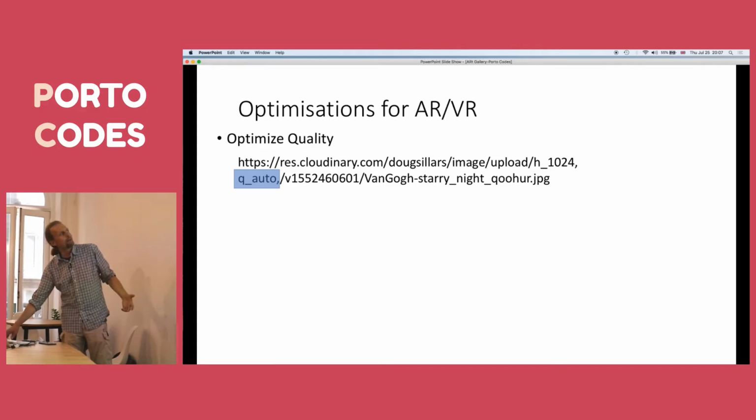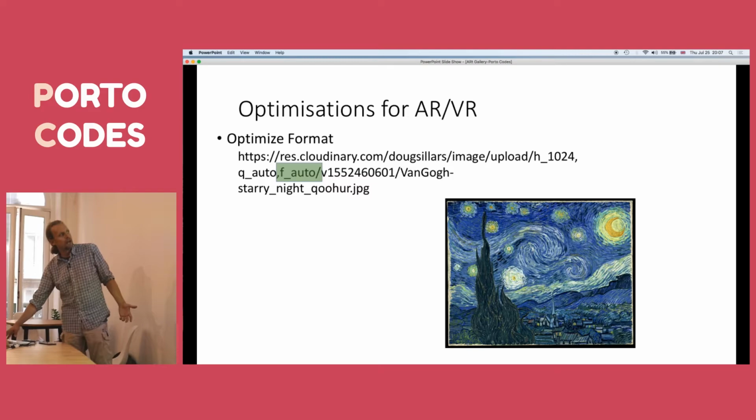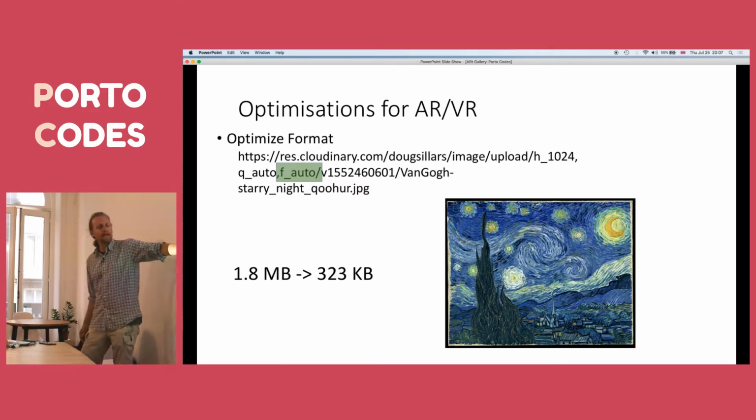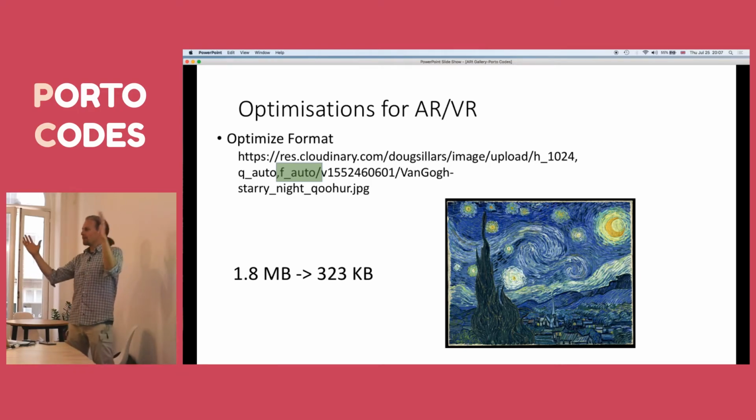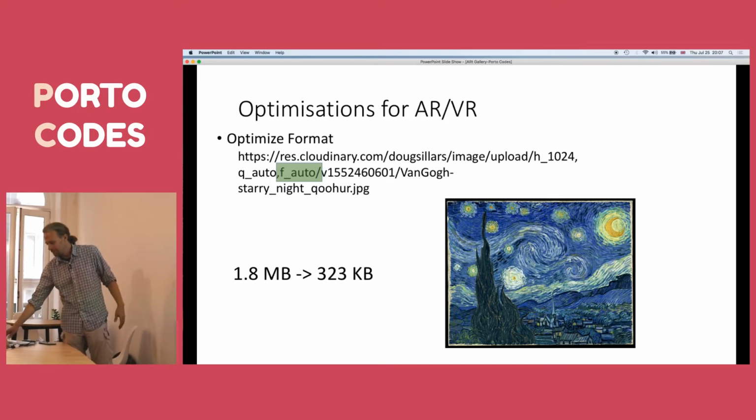And then I can optimize the quality of the image, I can optimize the format of the image. And when I do that, this 1.8 goes down to 323K. By optimizing the quality, I'm removing pixels, but I'm doing it to a level where the human eye can't tell a difference. By doing the format, if I'm opening it in Chrome, it's probably serving me a WebP, because WebP is a format that's supported in Chrome.